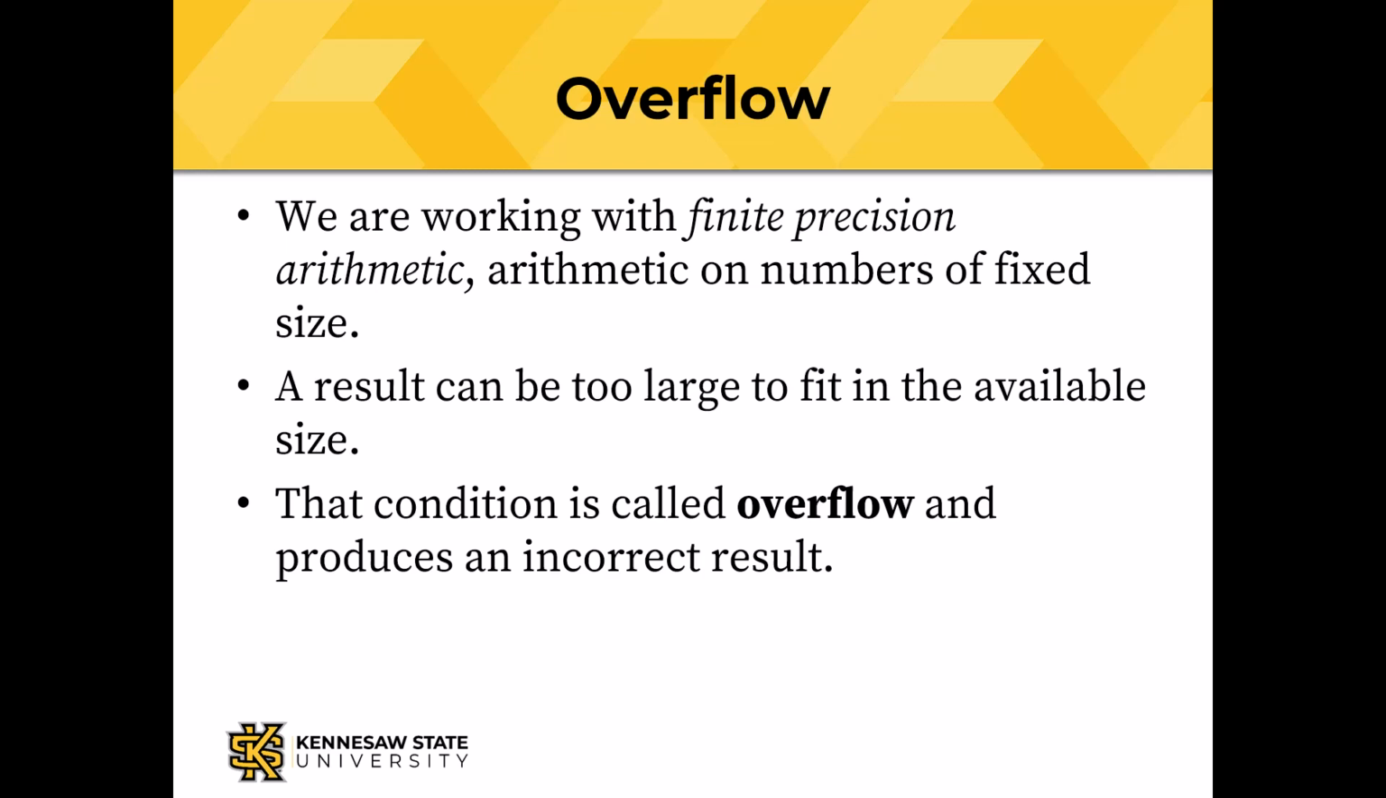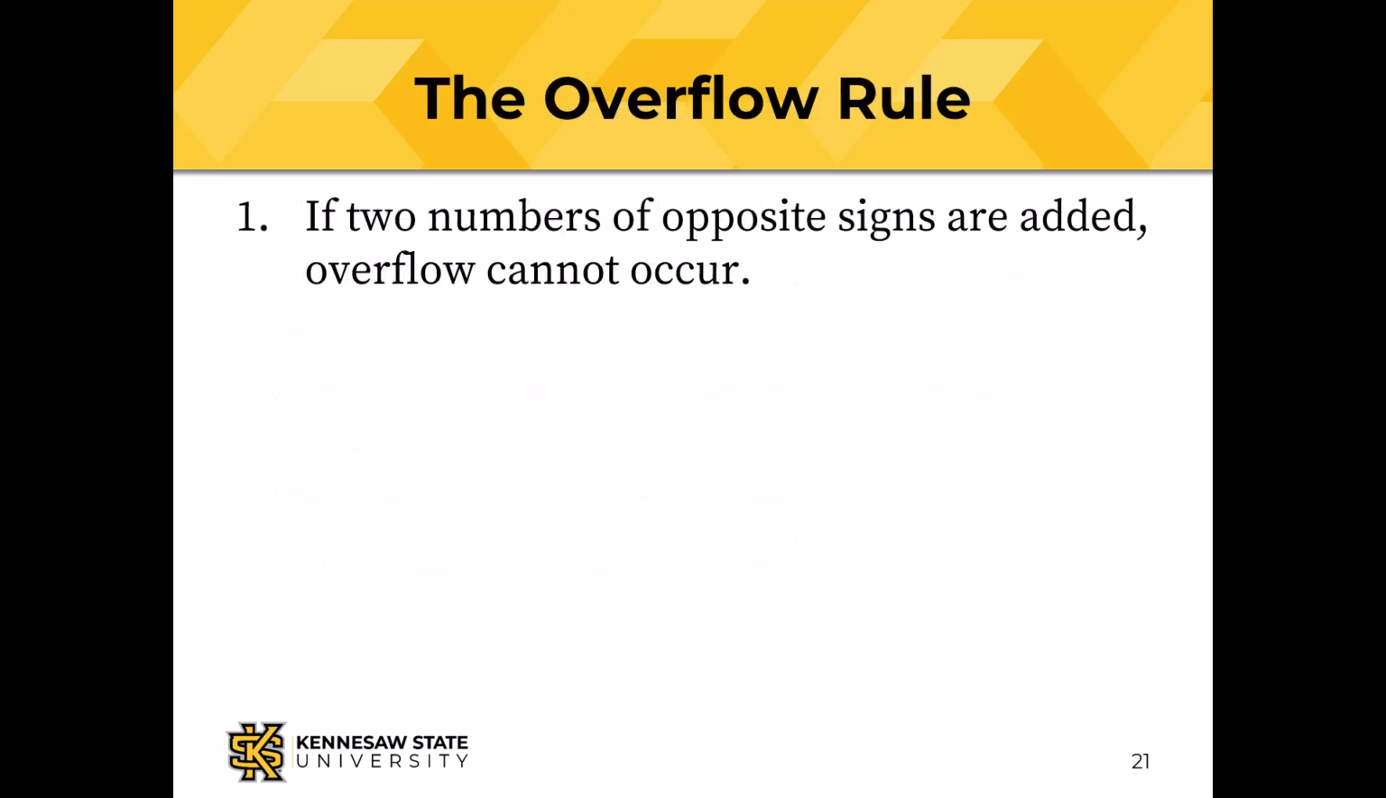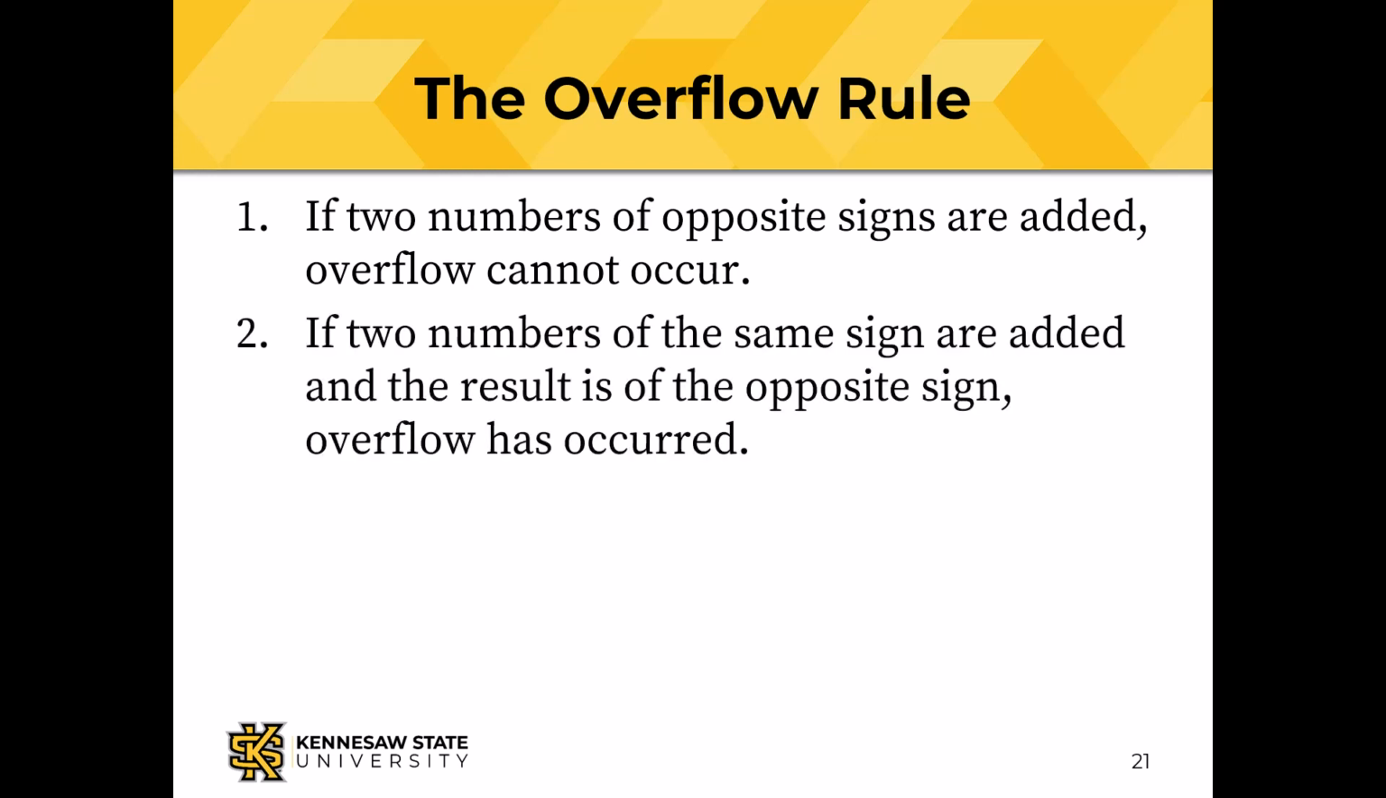For 2's complement numbers, there is an overflow rule that has 2 parts. The first part of the overflow rule is that if 2 numbers of opposite signs are added, overflow cannot occur. The second part of the rule is if you add 2 numbers of the same sign and get a result that is of the opposite sign, something is wrong, and that something is that overflow has occurred.